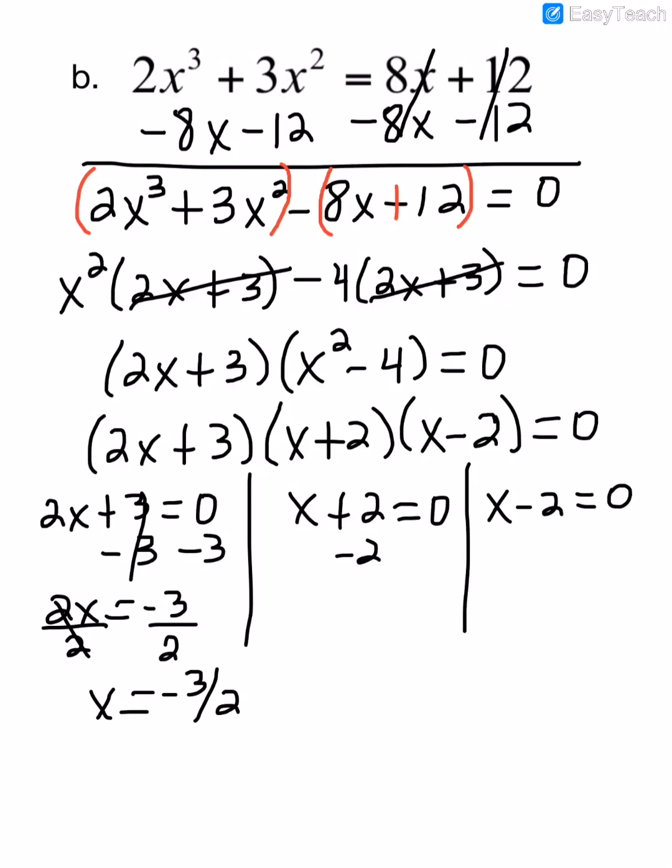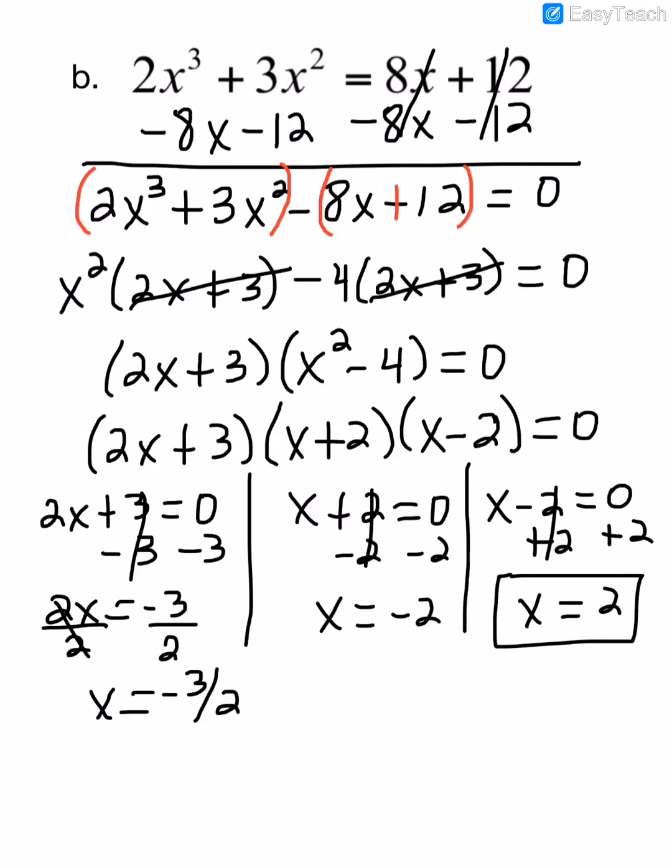And then subtract 2 here, and I get x equals negative 2. Add 2, and x equals 2. So I have 3 solutions, positive 2, negative 2, and negative 3 over 2.